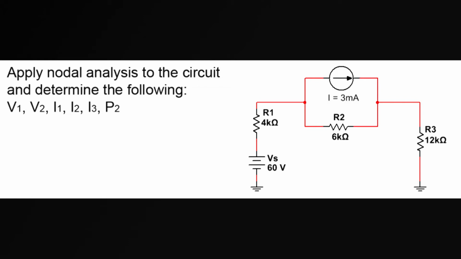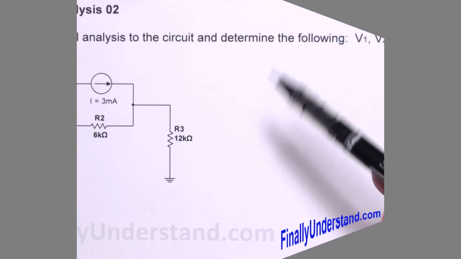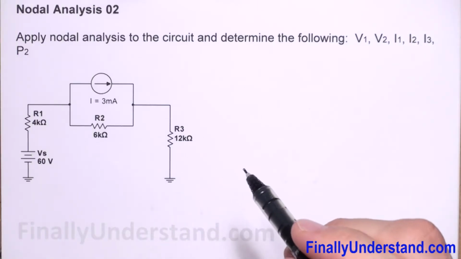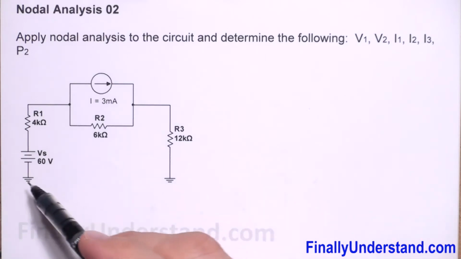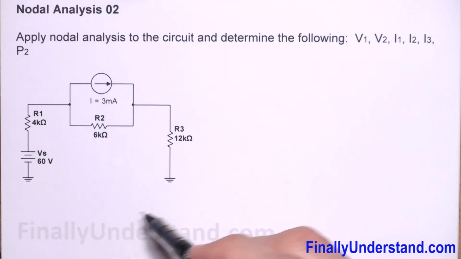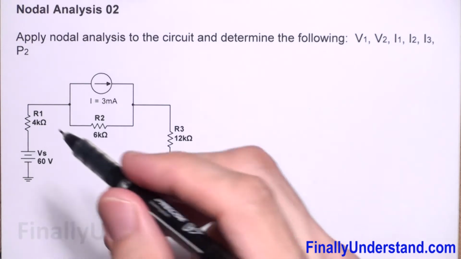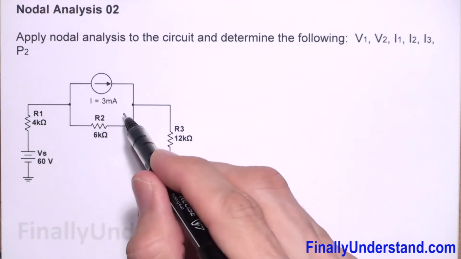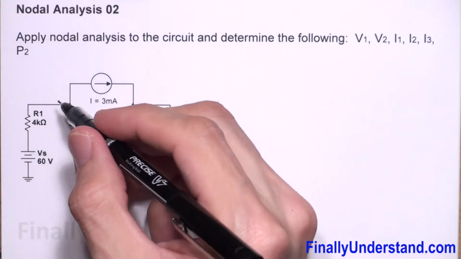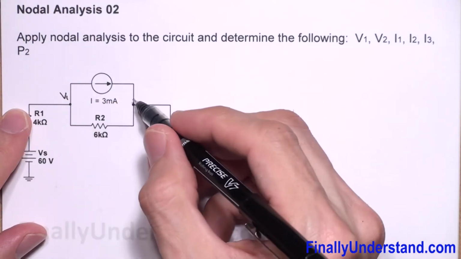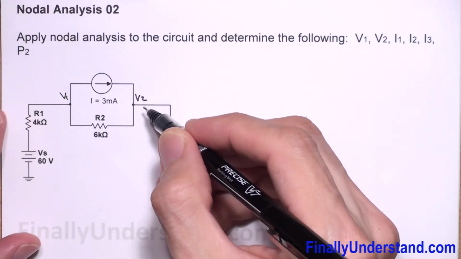Let's take a look at this example. This time we are going to deal with a little bit different circuit. So first, what we're supposed to do is count the number of nodes. We have one node, and this is going to be my reference node because it's connected to the ground, and I have these two nodes. So this is my ground. This node I'm going to call V1, and this one I'm going to call V2.